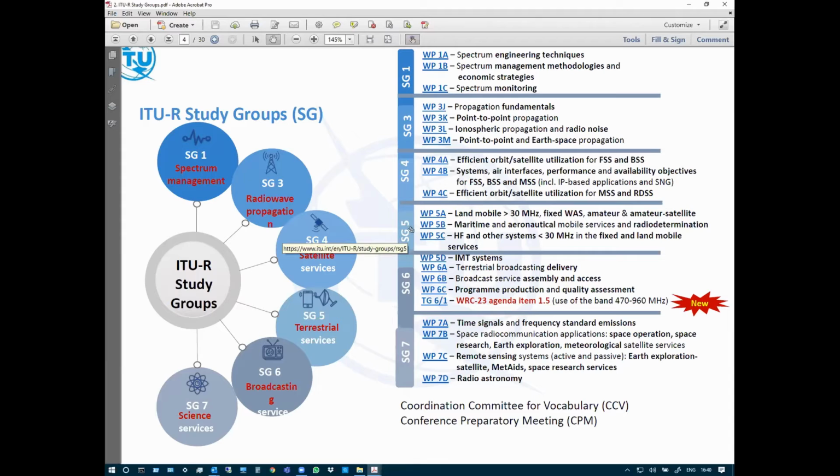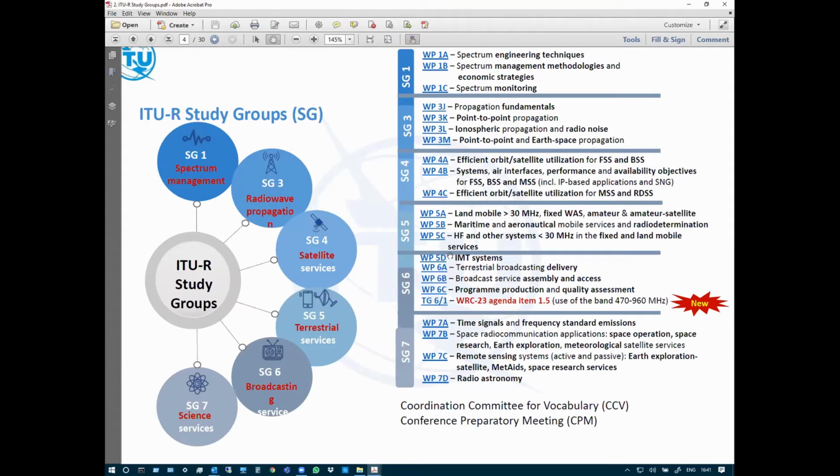Then we have Study Group 5. I'm sorry, I had a little problem here. We have 4 working parties. Working party 5A, land mobile, above 30 megahertz, fixed wireless, amateur and amateur satellite service. Working party 5B, maritime and aeronautical mobile services. Working party 5C, high frequency and other systems below 30 megahertz. And actually the complete name of 5A is land mobile, etc., excluding IMT. And IMT is excluded because there is a specific group to discuss it, working party 5D.